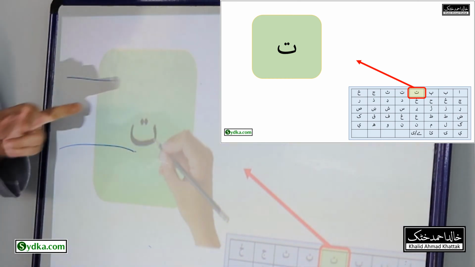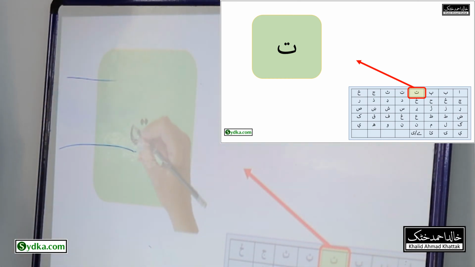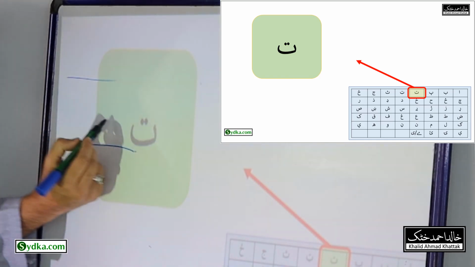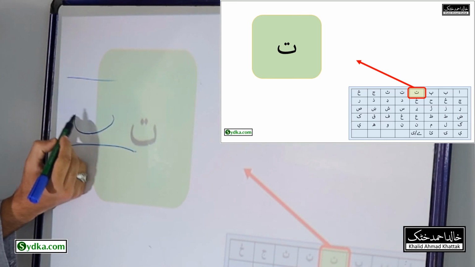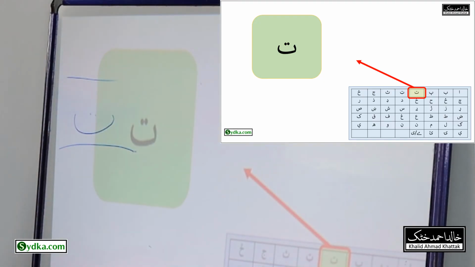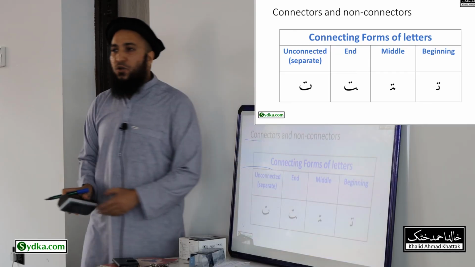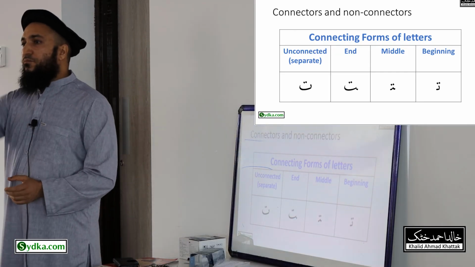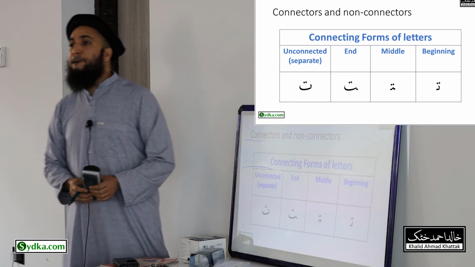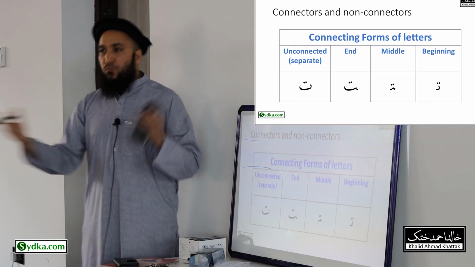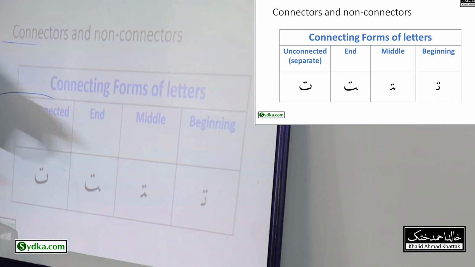Again, start from there, go to the end, and 2 dots on top. Start from the right, go to the end, 2 dots. Okay, is this a connector or non-connector? Raise your hands. Connector. Why? Both sides, yeah? Good. Okay, this is the connecting form.